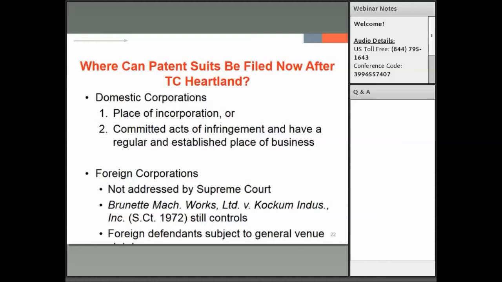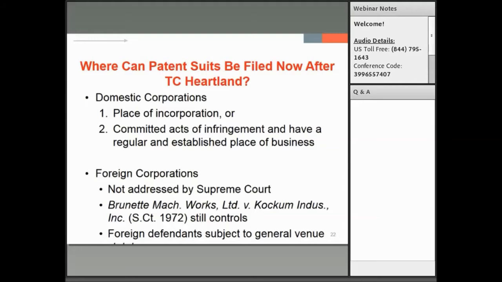First, we'll focus on the new patent lawsuits. And because the Supreme Court's decision was limited to domestic companies, we really have to look at both domestic companies and foreign corporations. On the domestic side, venue now boils down to two options. It's proper in either a defendant's place of incorporation or where the defendant has committed acts of infringement and has a regular and established place of business.